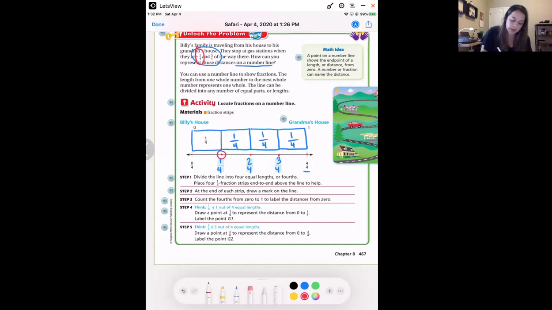And we're going to label that point G1. And remember, you need to label it. Mark it. That way we know. That is G1. Step 5, draw a point at 3/4. So look at your fractions. Where is 3/4? That was the last gas station they stopped at. That is G2 because it says to label the point. Pretty simple? Good. That's basically what we did.